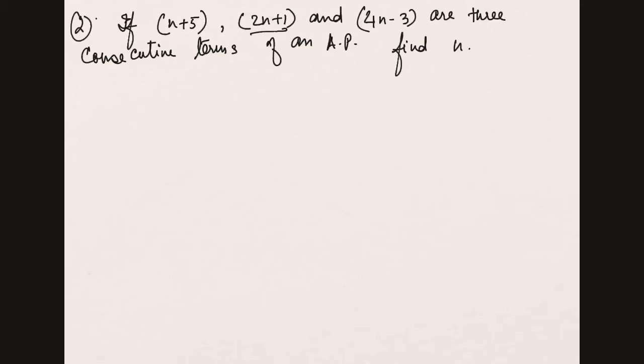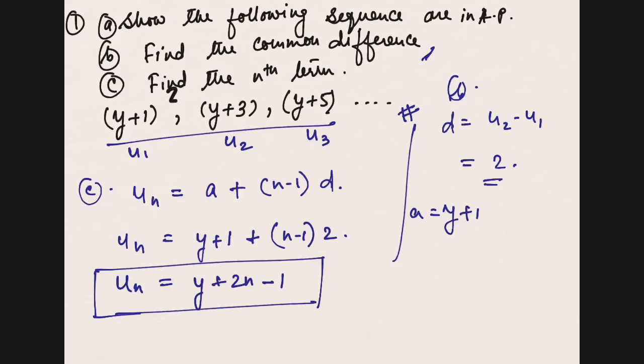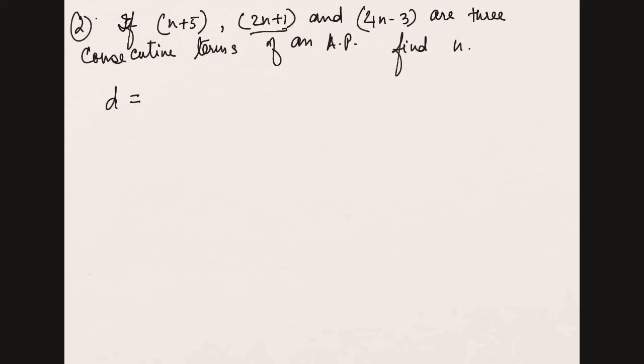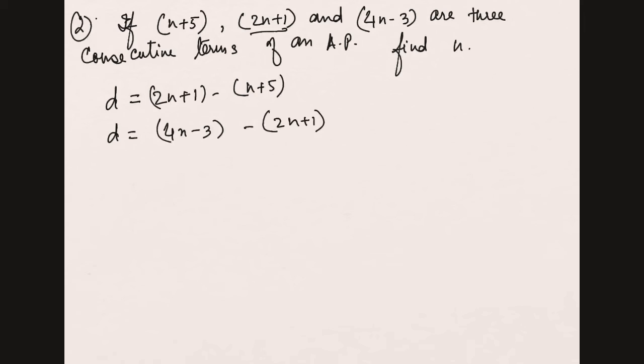So from the common difference formula, D equals 2n plus 1 minus (n plus 5). Again, D equals 4n minus 3 minus (2n plus 1). And as D is the same in AP sequences, we equate them to each other.